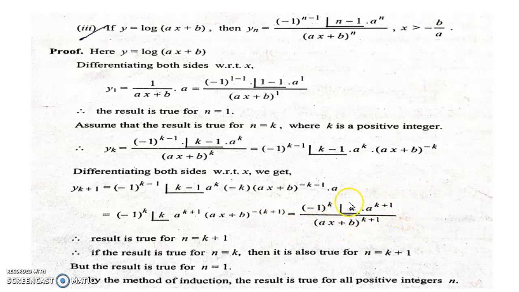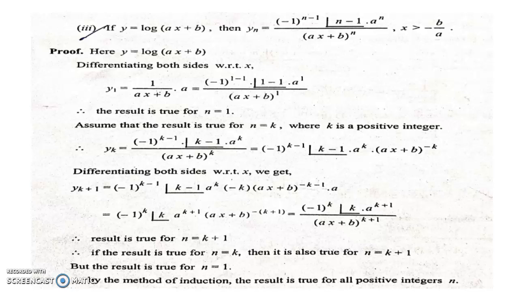So here you can see that it resembles the same formula here. In place of n we have k plus 1 everywhere. We have k plus 1 minus 1, that is k. We have k plus 1 minus 1, that is k. We have a to the power n, we have a to the power k plus 1. Ax plus b to the power n, we have ax plus b to the power k plus 1. Hence the result is true for n is equal to k plus 1.